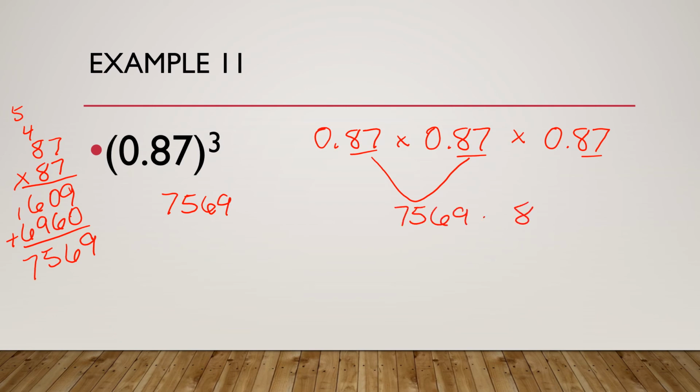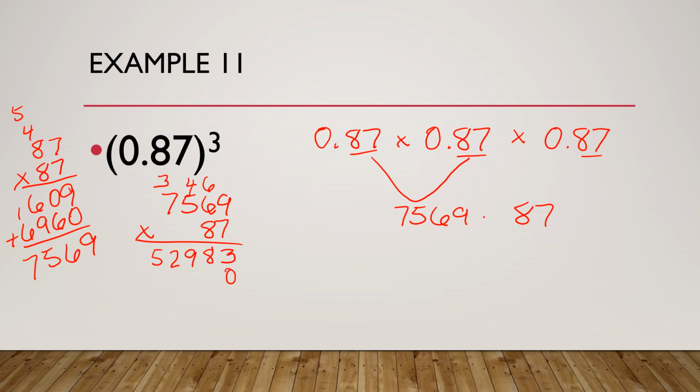And we're going to need to multiply it now by this 87. 7 times 9 is 63. 7 times 6 is 42. Plus 6 is 48. 7 times 5 is 35. Plus 4 is 39. 7 times 7 is 49. Plus 3 is 52.